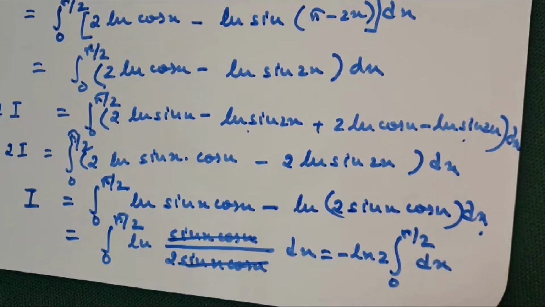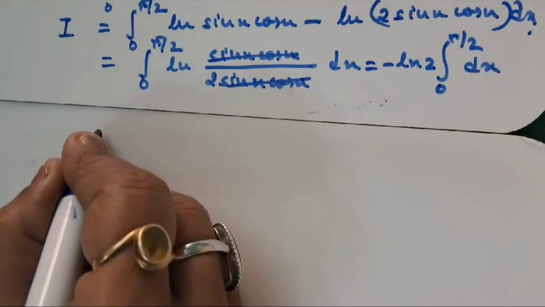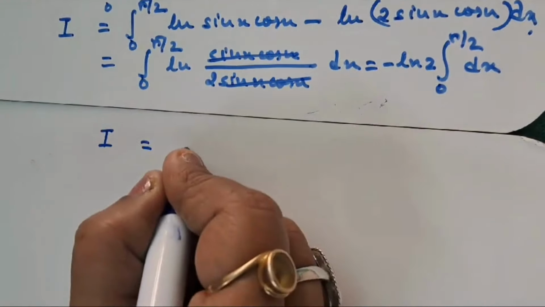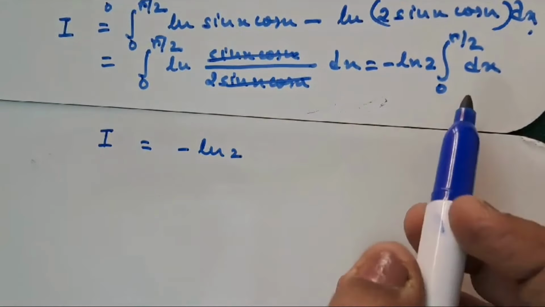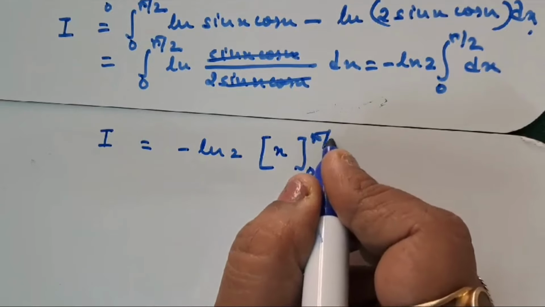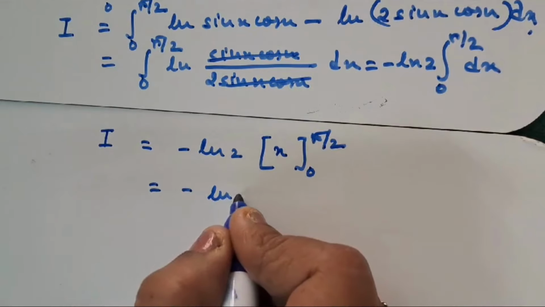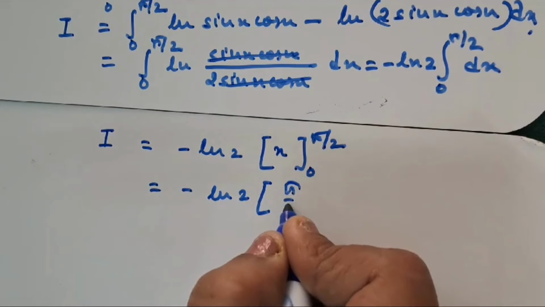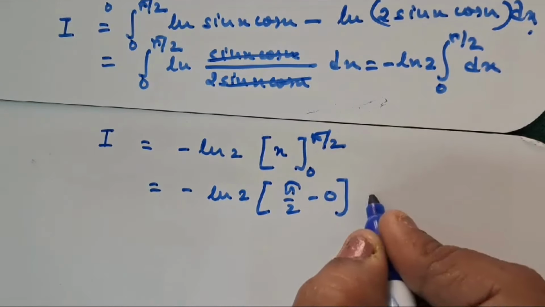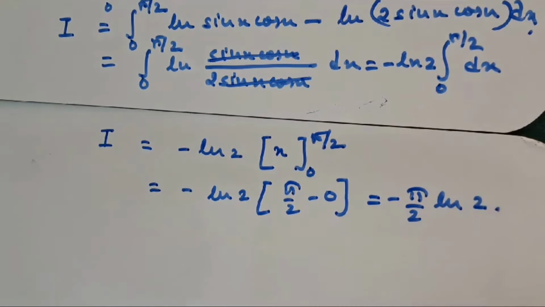So integration of dx is x, so you keep minus ln 2, so I is equal to minus ln 2 times integration of dx, which is x, from 0 to pi by 2. That is minus ln 2 times upper limit minus the lower limit. So the answer is minus pi by 2 ln 2.